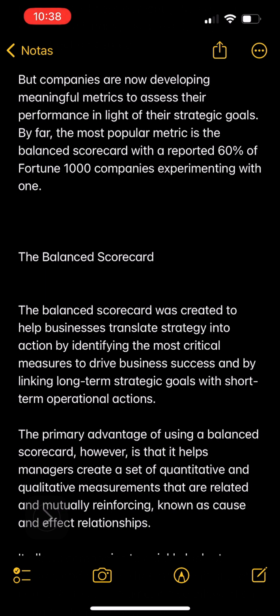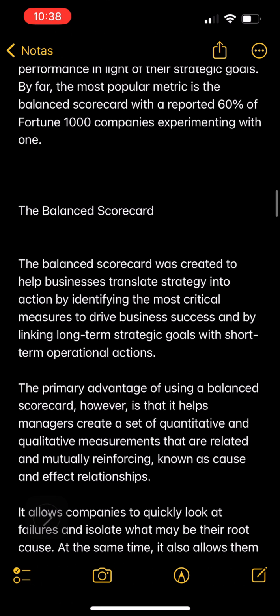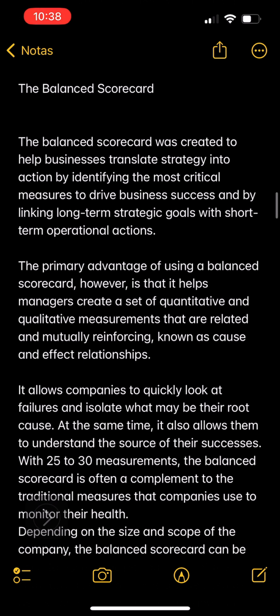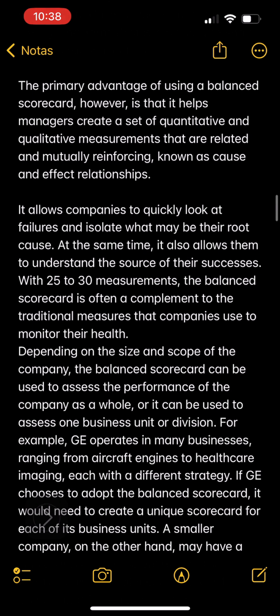The balanced scorecard. The balanced scorecard was created to help businesses translate strategy into action by identifying the most critical measures to drive business success, and by linking long-term strategic goals with short-term operational actions. The primary advantage of using a balanced scorecard, however, is that it helps managers create a set of quantitative and qualitative measurements that are related and mutually reinforcing, known as cause and effect relationships.